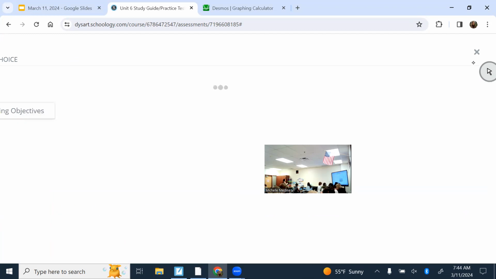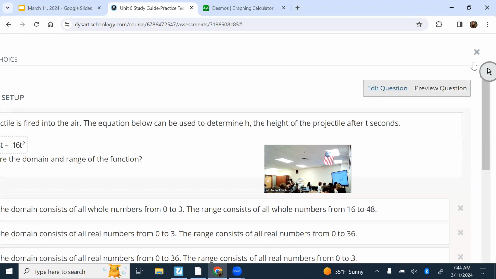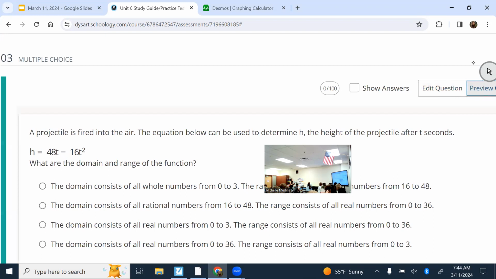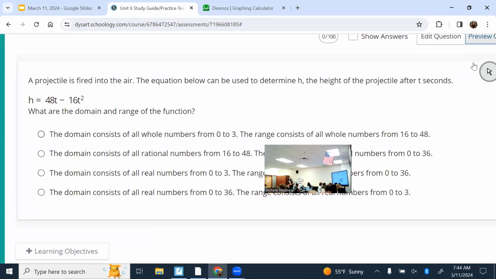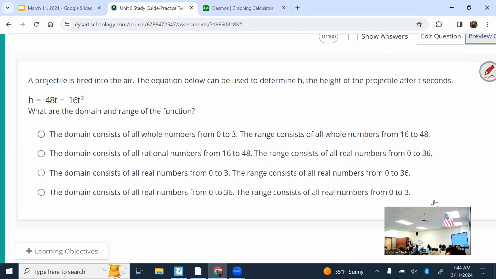So a projectile fired into the air, this equation can be used to determine the height of the projectile after t seconds. We want the domain and range of the function. So domain refers to all the what in a function? X's, and range refers to all the what? So keep that in mind. You can graph that and see how it looks.